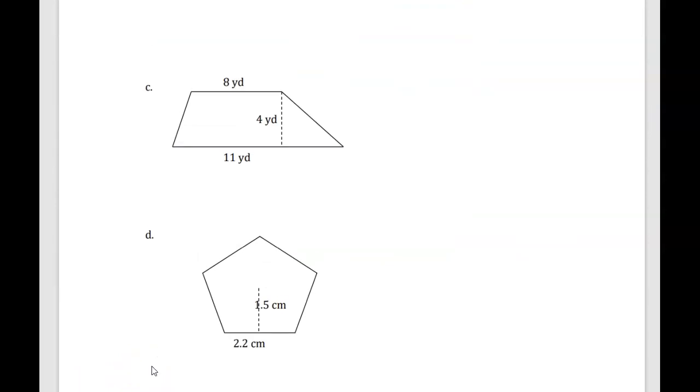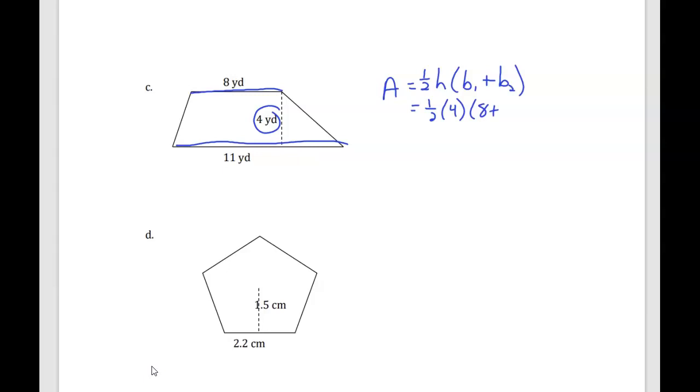Now I have a trapezoid. I have base 1, I have base 2, and I have my height. The area of a trapezoid is 1/2 the height times base 1 plus base 2. So I get 1/2 times the 4, and then I add my two bases, 8 plus 11.